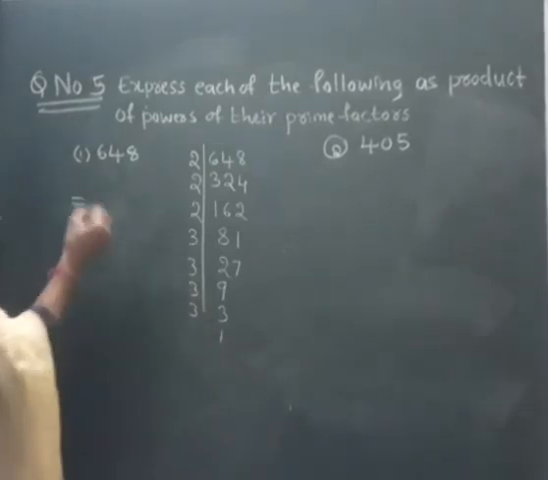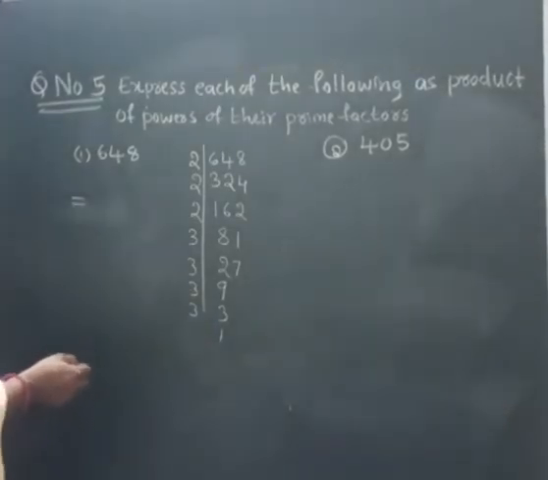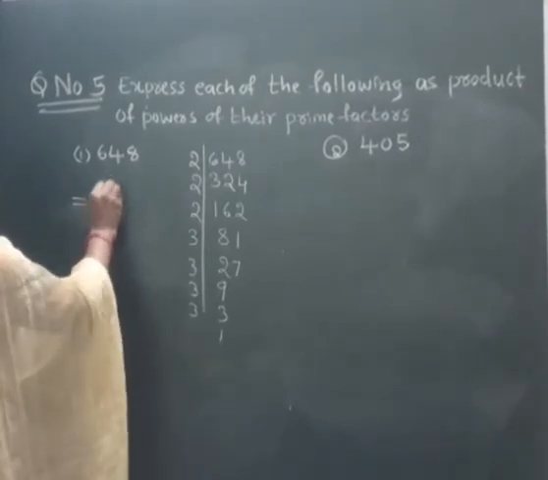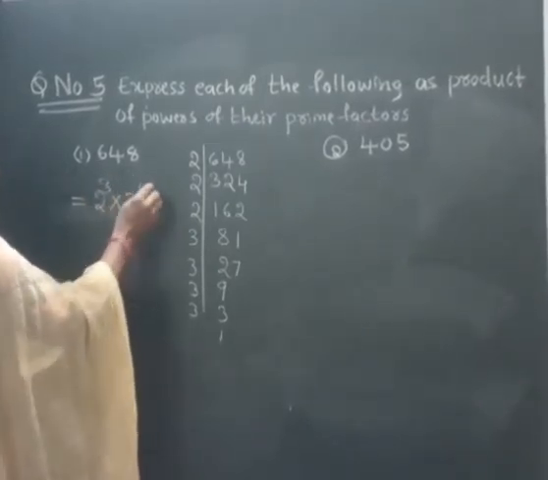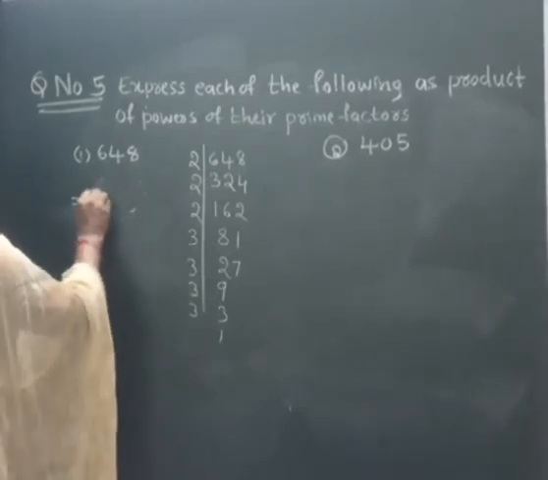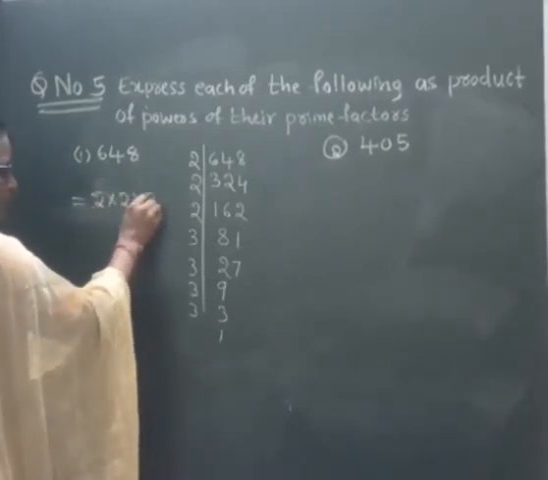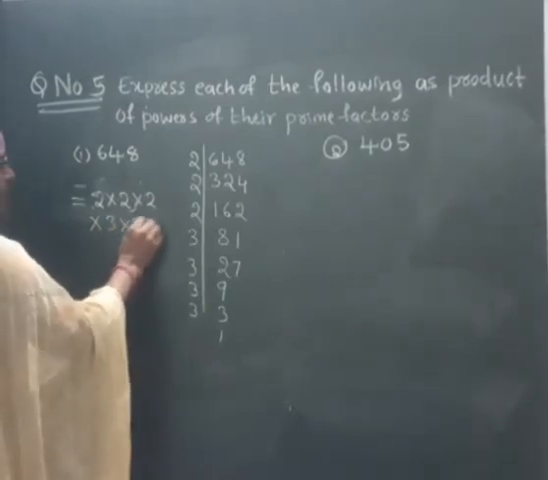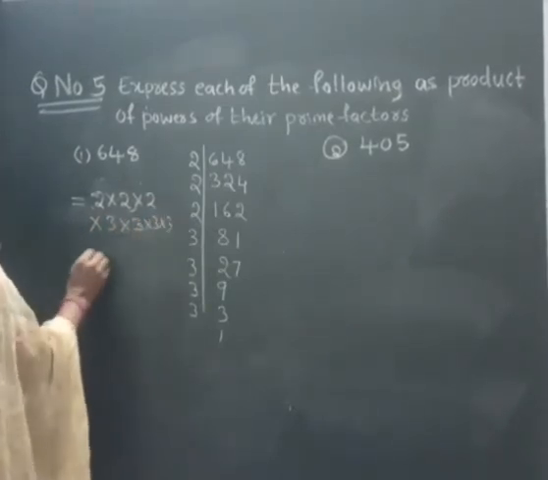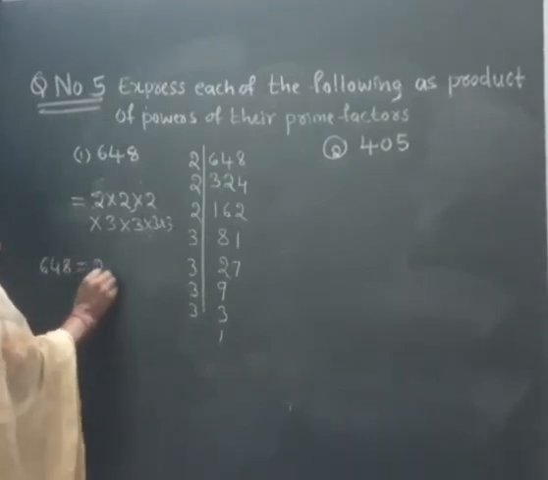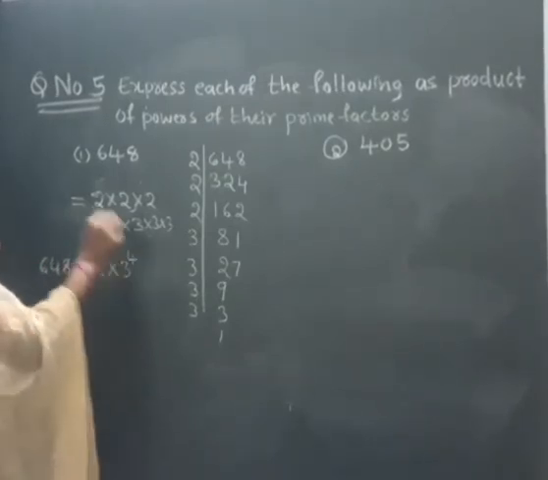So 648 is equal to, how many 2s are there here? 3 twos are there, and how many times is 3 there? 4 times 3 are there. So 2 raised to 3 into 3 raised to 4. Or one more step you have to write: how many times is 2 there? Write 2 into 2 into 2, and 3 into 3 into 3 into 3, 4 times. So 648 is equal to 2 raised to 3 into 3 raised to 4.